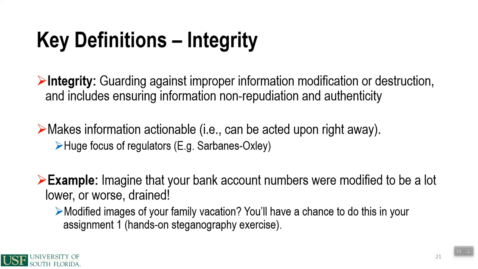Integrity is guarding against improper information modification or destruction and includes ensuring information non-repudiation and authenticity. It makes information actionable, i.e. it can be acted upon right away. And it's a huge focus of regulators. So think about Sarbanes-Oxley and think about Enron, for example. They were cooking their books basically. The data that they had and the information that they were providing to the public was all cooked. It was all false. So the integrity of that was compromised.